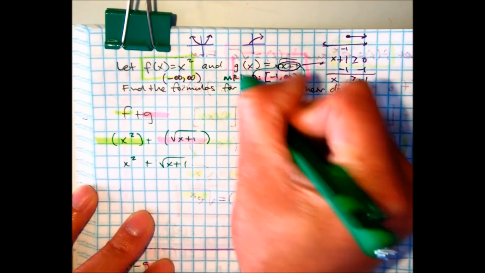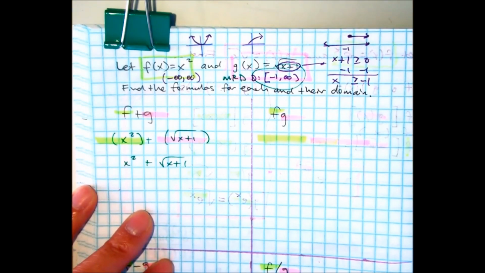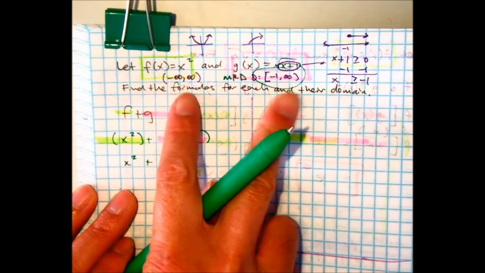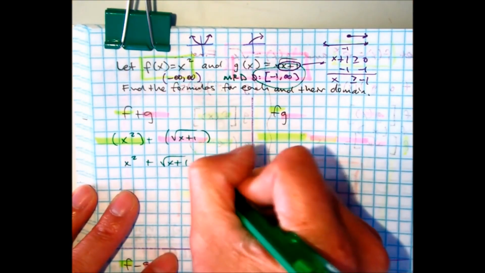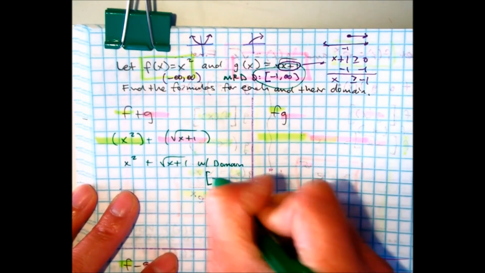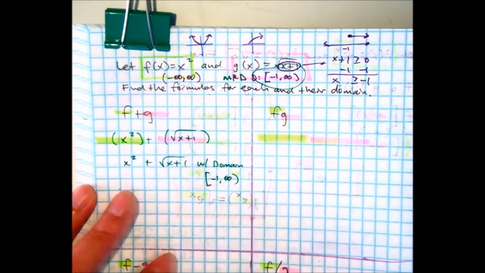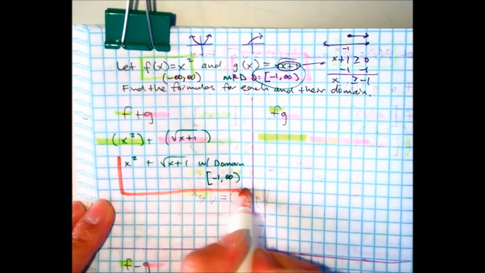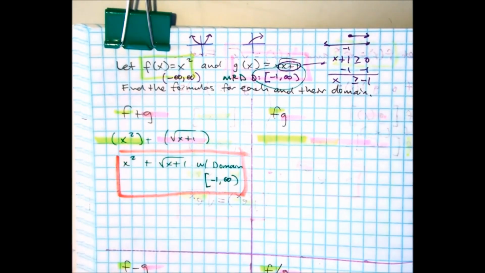MRD. Klaus, what does that stand for? We started talking about that yesterday. So when I'm picking these, I have to pick the one that's most restrictive. That's this one. So you can write with domain of negative 1 to infinity. Okay? And that's my answer. So we're just applying the math operations and applying the domain. Let's try this one down here.